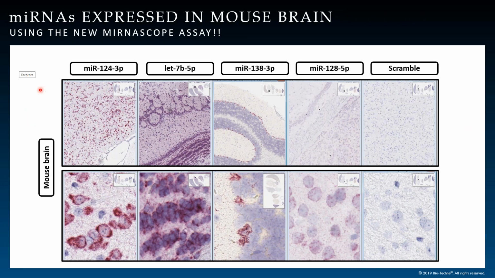Finally, microRNAs are known to be important regulators of gene expression in the developing and in adult brain. And using our new microRNAscope assay, we are now able to visualize these important targets in the brain. And here's an example of how we have used our microRNAscope assay to visualize all these different targets in the mouse brain. Wherein, for example, you can see MIR138 specifically expressed here in the Purkinje cells of the mouse brain.